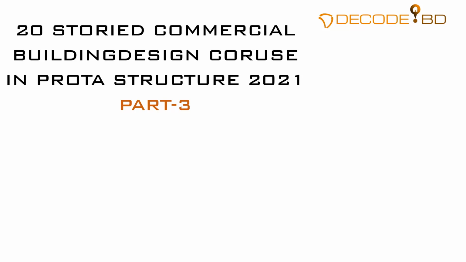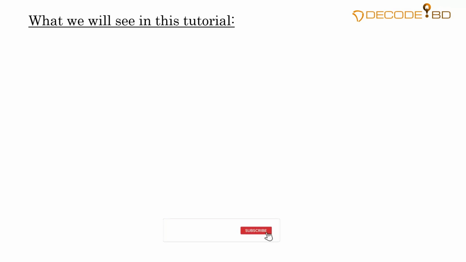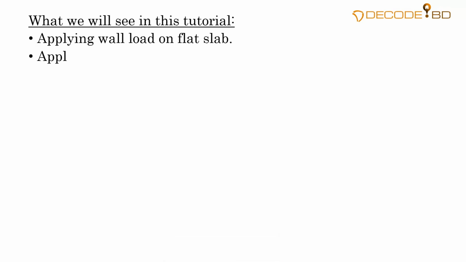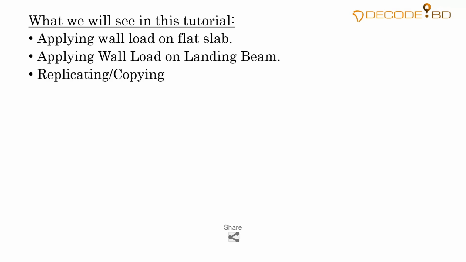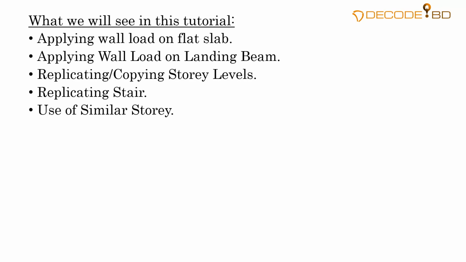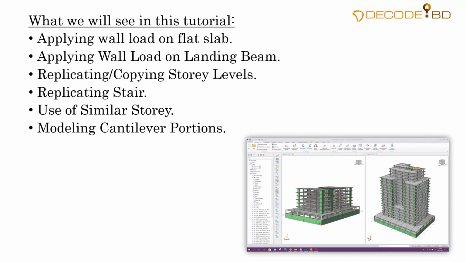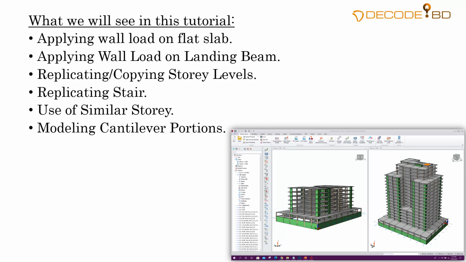This is part 3. What we will see in this tutorial: applying wall load on flat slab, applying wall load on landing beam, replicating or copying story levels, replicating stair, use of similar story, modeling cantilever portions. Today up to 7th floor we will model. So let's start.